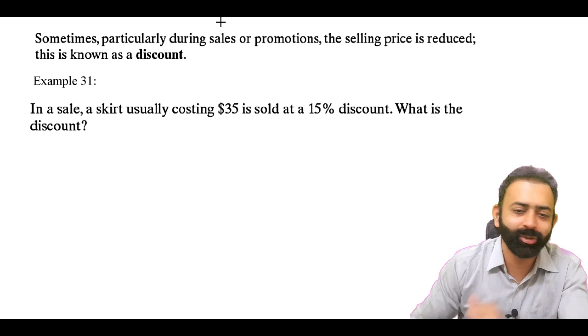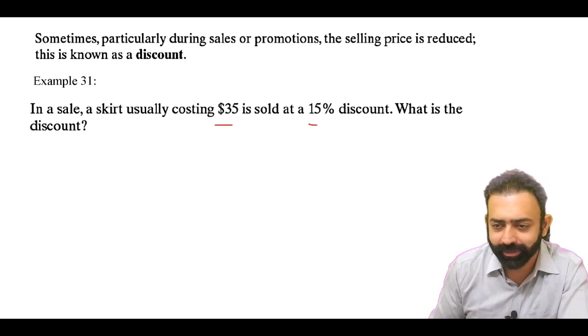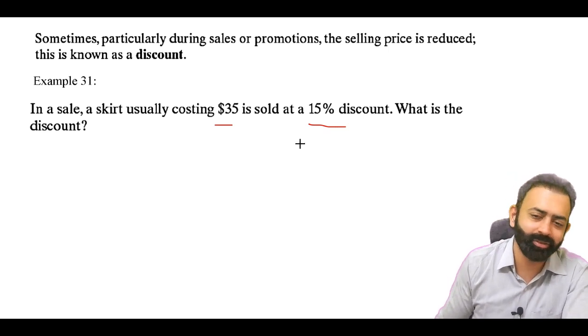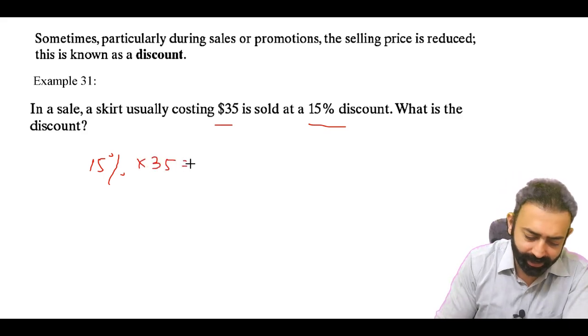So in a sale, a skirt usually costing $35 is sold at a 15% discount. What is the discount? It is just asking for 15% of 35. Whatever is the answer.